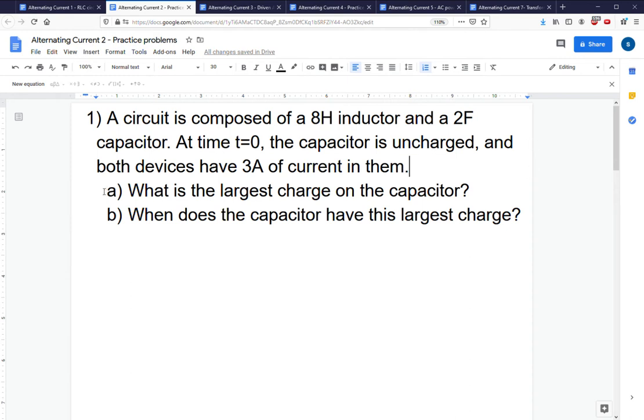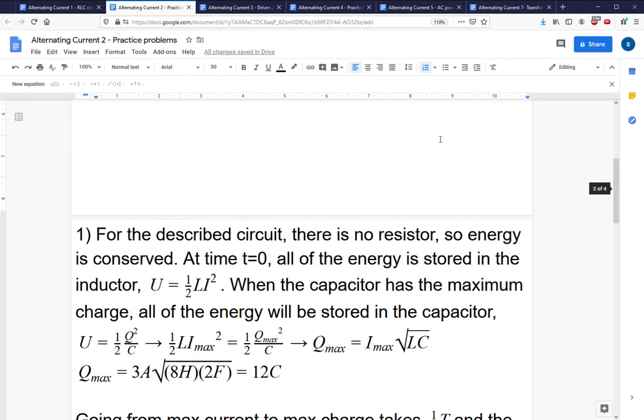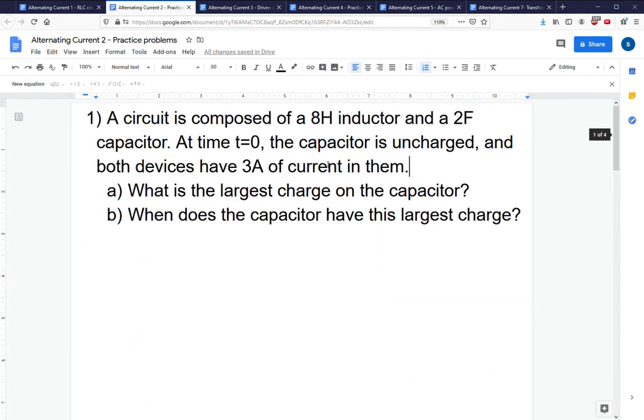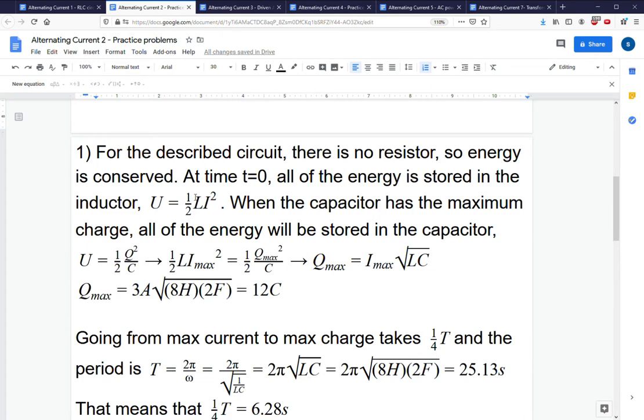So let's start with part A. What is the largest charge on the capacitor? Since this is an LC circuit, we can say that energy is conserved, which means that the total energy stored initially in the inductor, because recall initially there is current through the circuit, is equal to the energy of the capacitor when it has its maximum charge. So we can say that the maximum energy on the inductor equals the maximum energy on the capacitor.